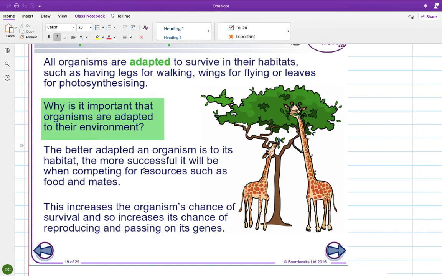I'm just trying to see if there's anything new here. The better adapted an organism is to its habitat, the more successful it will be when competing for resources such as food and mate. And that's where natural selection comes in. So the whole survival of the fittest.